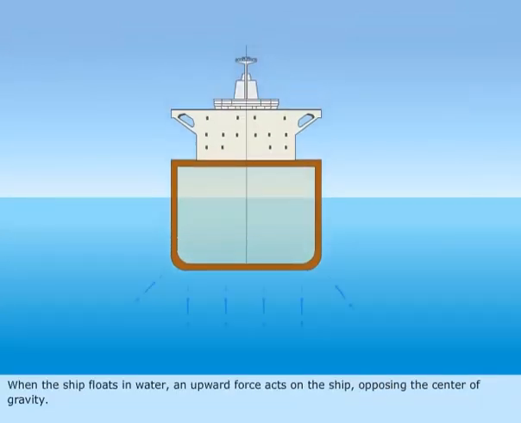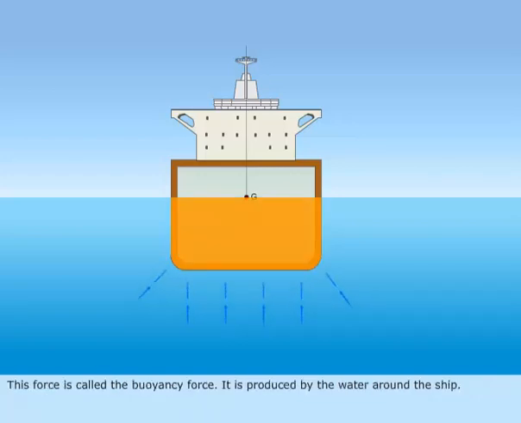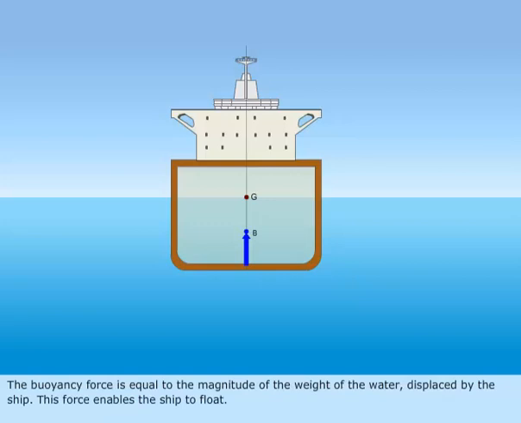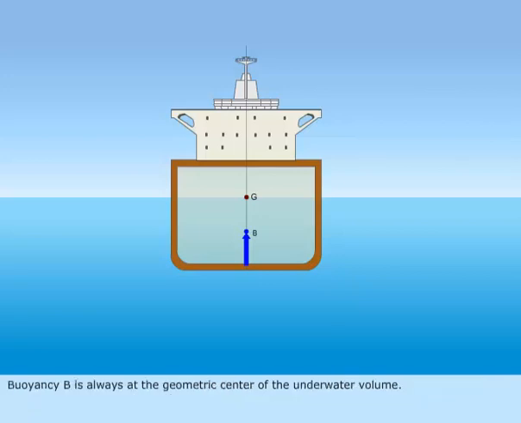When the ship floats in water, an upward force acts on the ship, opposing the center of gravity. This force is called the buoyancy force. It is produced by the water around the ship. The buoyancy force is equal to the magnitude of the weight of the water displaced by the ship. This enables the ship to float. Buoyancy B is always at the geometric center of the underwater volume.